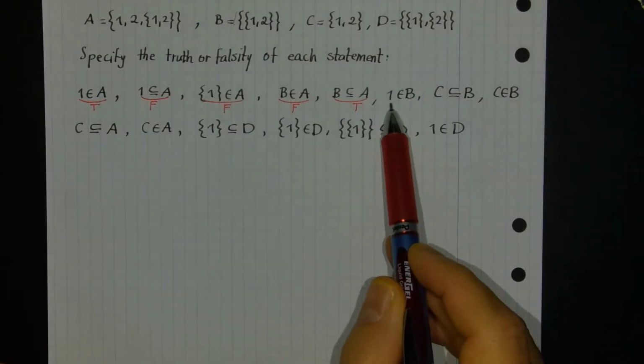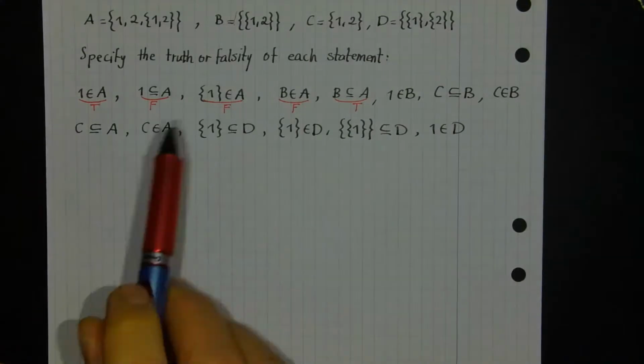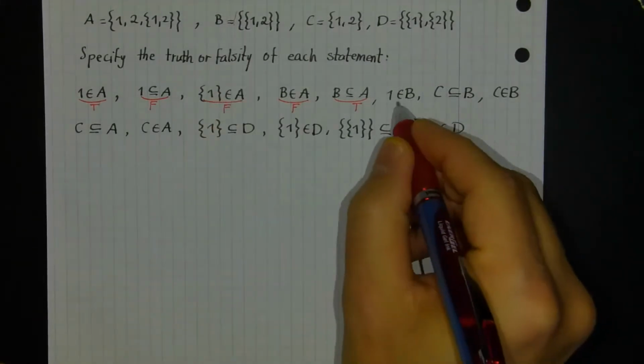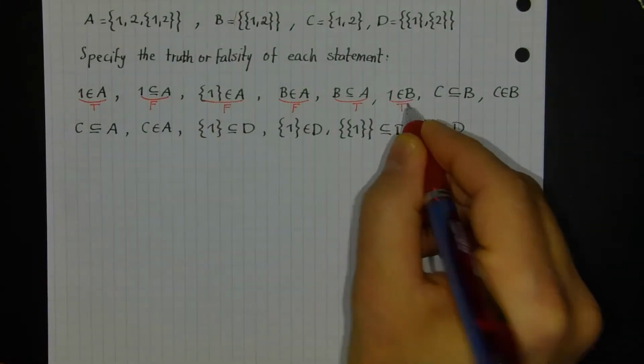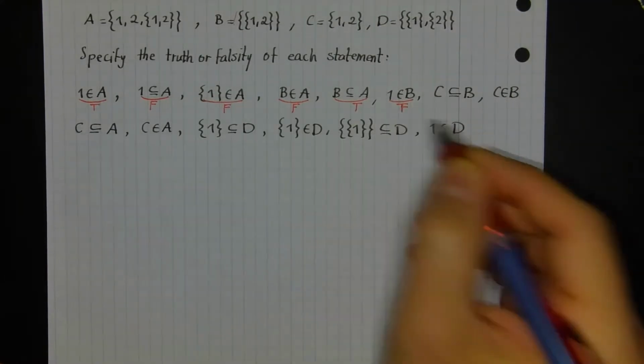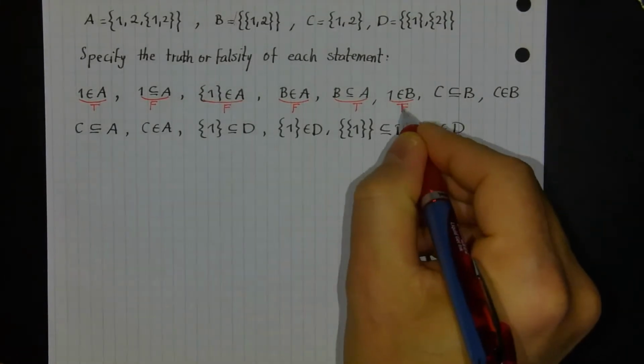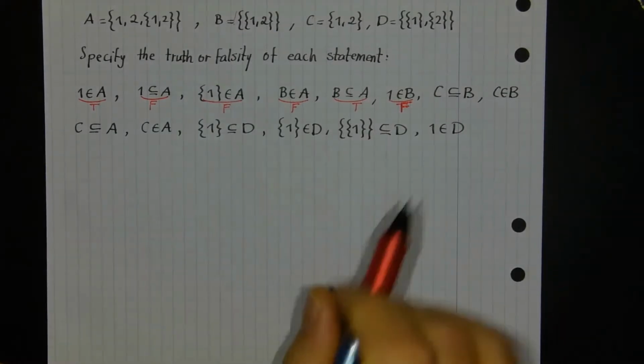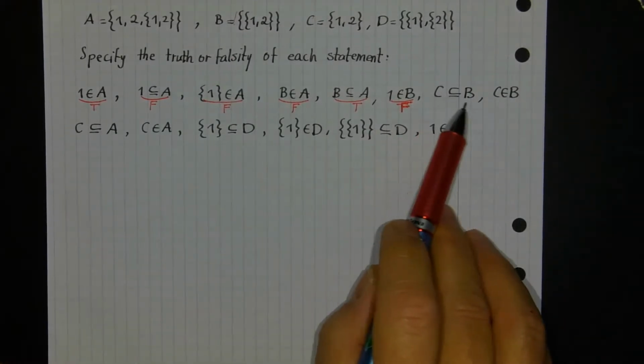So the next one, 1 belongs to B. It's clearly false, yes? I don't think you have a hard time understanding that. So this is false. Let me make it clear that it is false. Now we go to this one. I want you to have practice here.